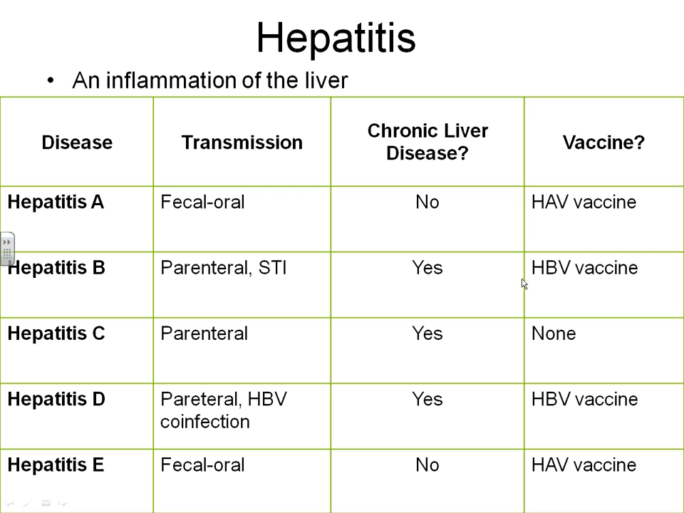If you look now in the last column where it's showing you vaccines, we have a vaccine for hepatitis A, hepatitis B, but not hepatitis C. So when you go get your hepatitis shots, you could still contract hepatitis C. So it's very important to understand the difference between which ones you're protected from, which ones you are not protected from, especially if you're going to go into the healthcare field.